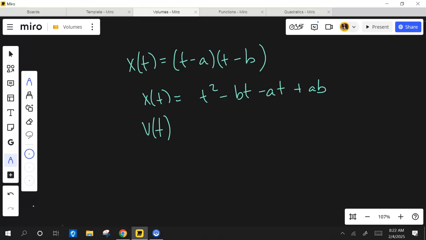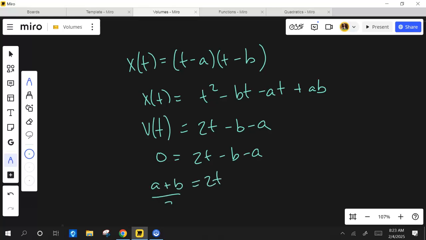When is it at rest? It's at rest when velocity equals 0. What is velocity? Here is velocity. When does that equal 0? Solve it for t, so add the a and the b, and then divide by 2. A plus b over 2, which is b.